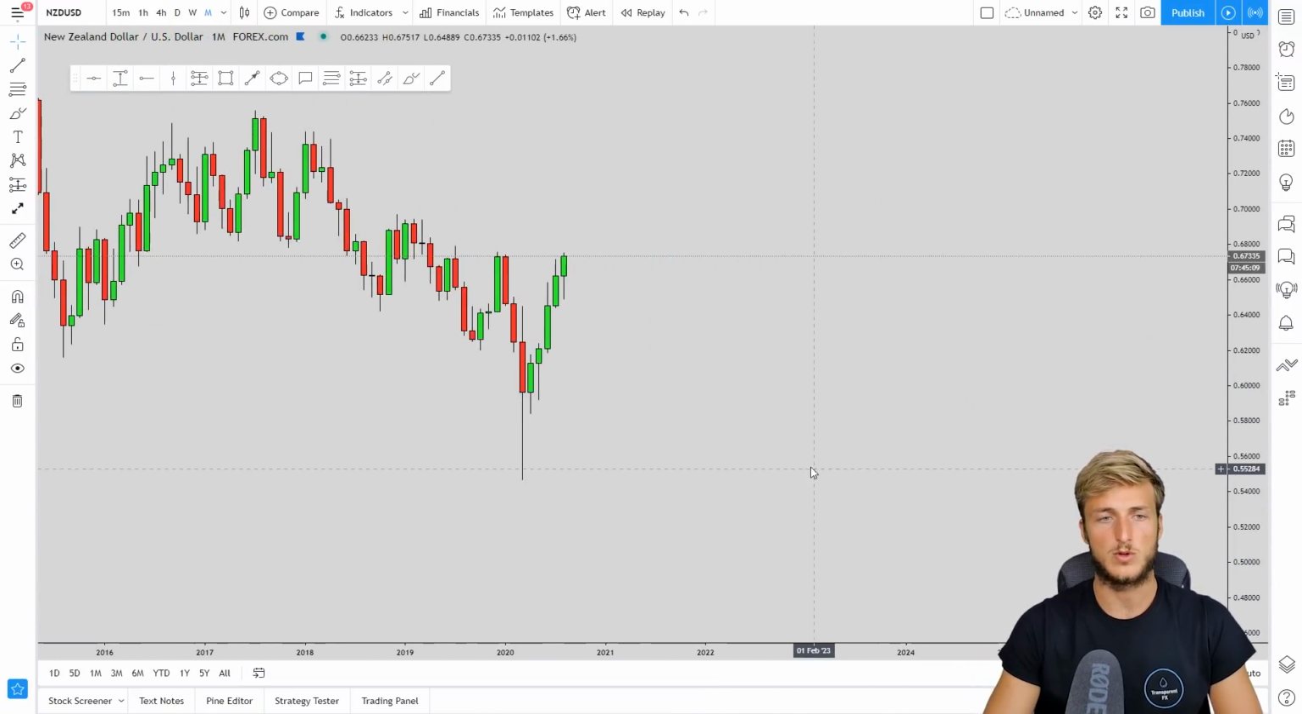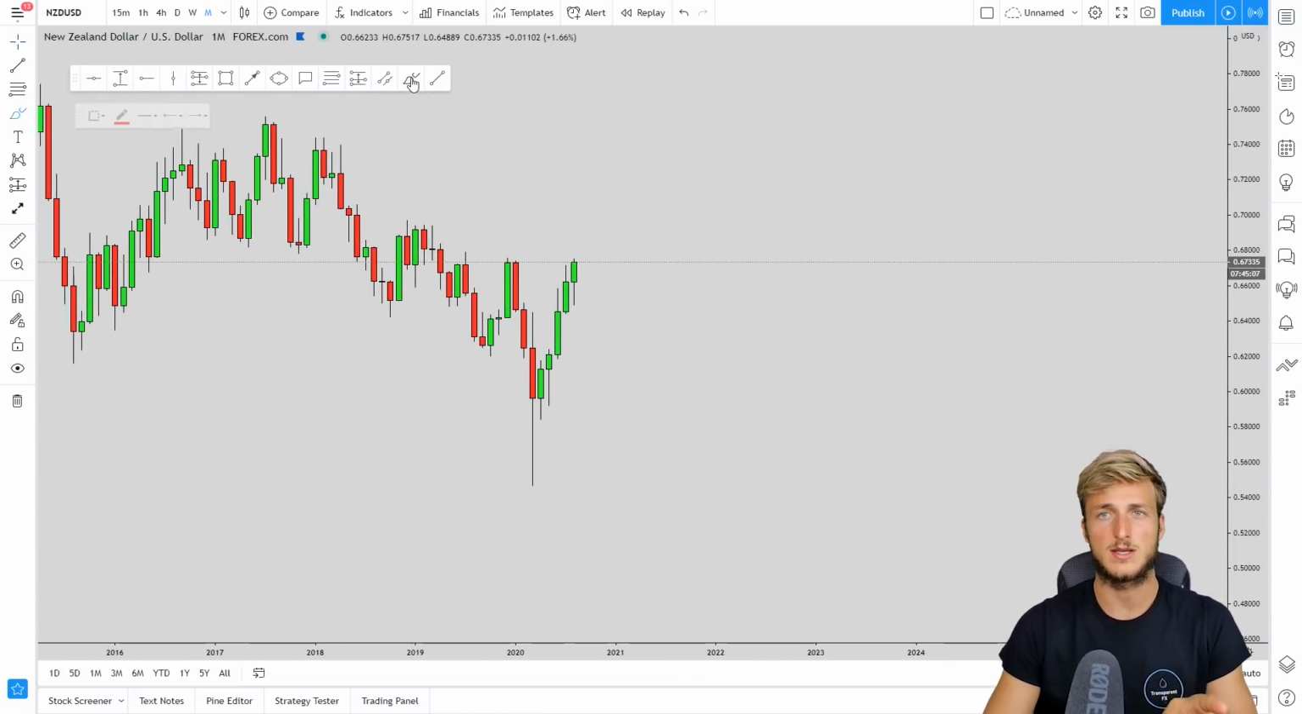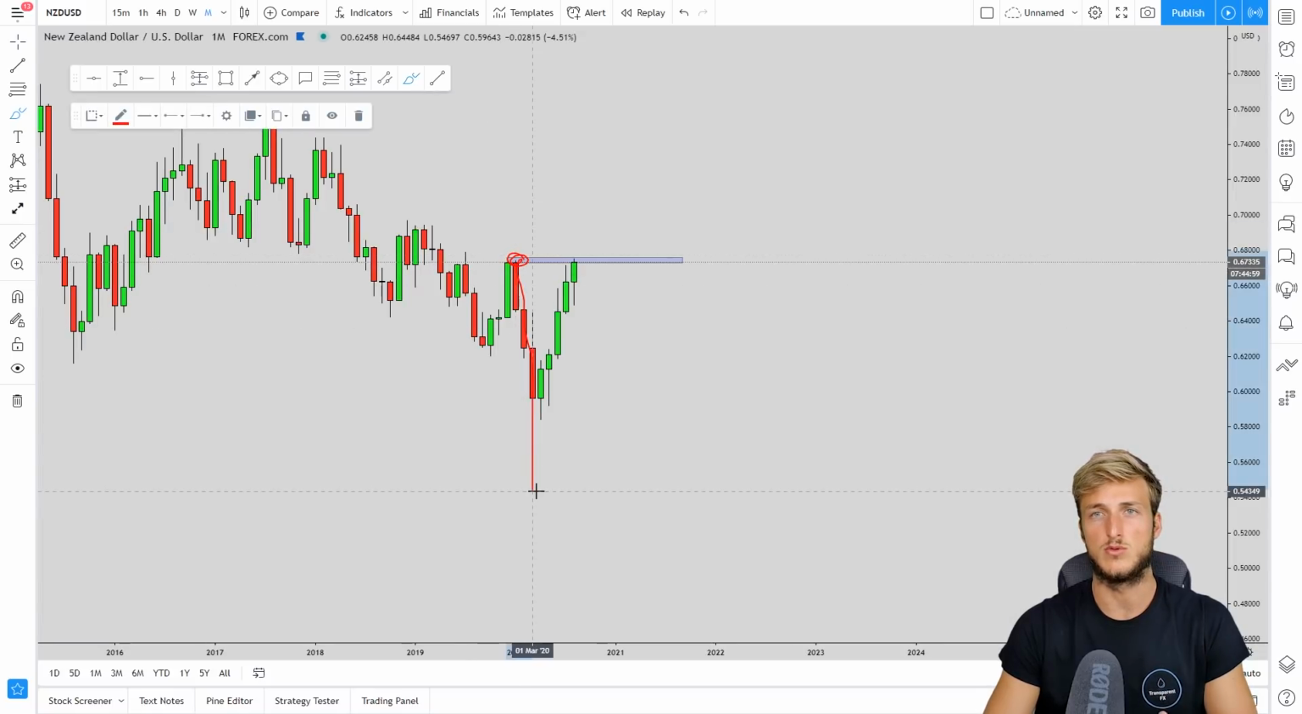Starting from the monthly, what do we have? Now on the monthly, we have a market that is currently at a very strong level of supply. In fact, from here, the market had started all this move to the downside. And currently the market is retesting exactly this supply area from a monthly perspective.